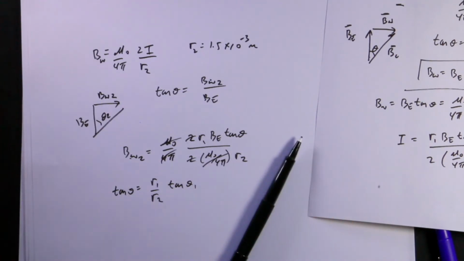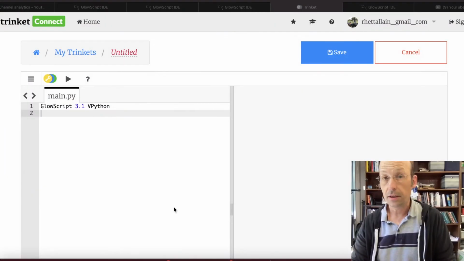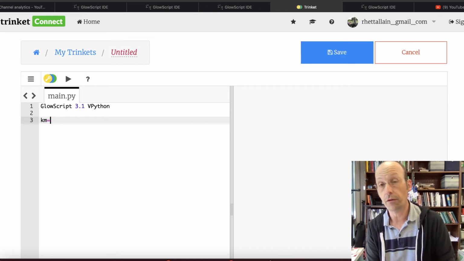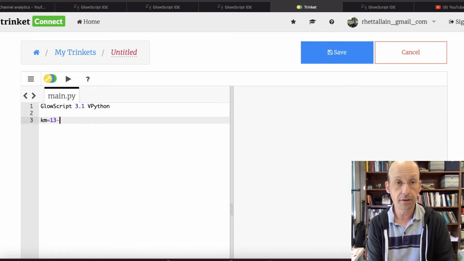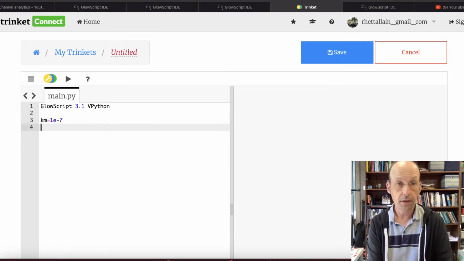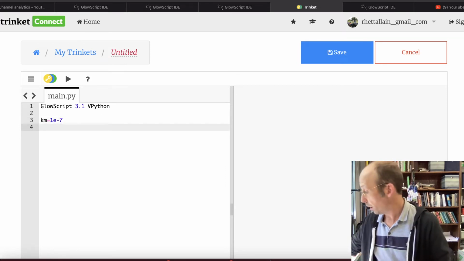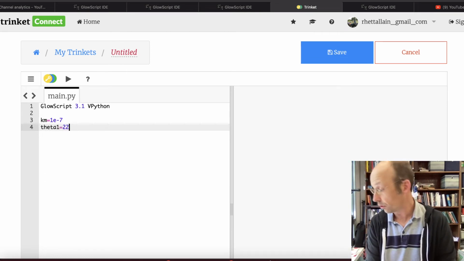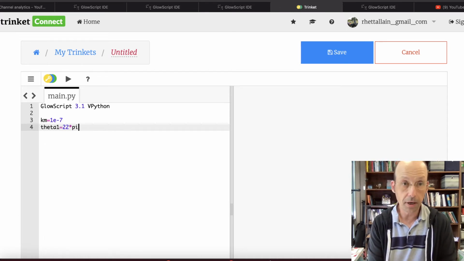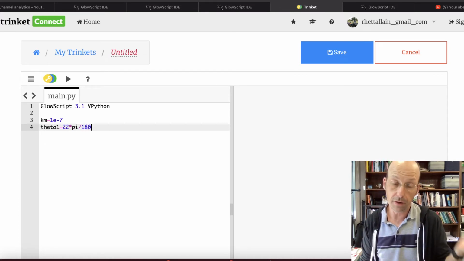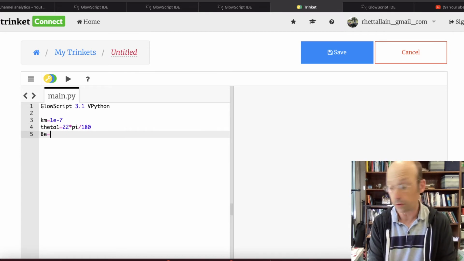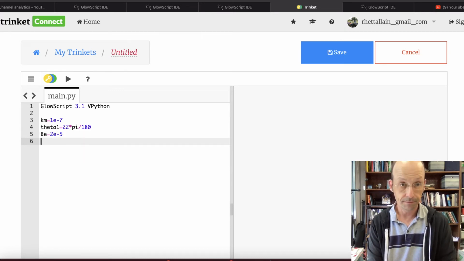Let's switch over here to Python because I'm a Python fan. Python makes a great calculator. So let's just start with some constants. Let's say Km, this is the mu naught over 4 pi, is 1 times 10 to the negative 7. What do I need next? The deflection, theta 1. Theta 1 equals 22 degrees times pi divided by 180. So Python assumes things are in radians, so I convert that to radians. So let's go ahead and B earth. BE equals 2 times 10 to the negative 5th Tesla.